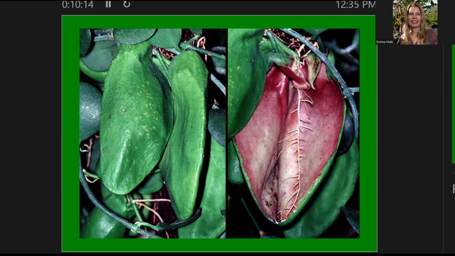And then insects, especially ants, like to go in there and hide out. If they die, their bodies are full of nitrogen and so on. So they capitalize on stuff that's collecting in there. This is a tropical plant that has adapted to catch things in its flower pot leaves.